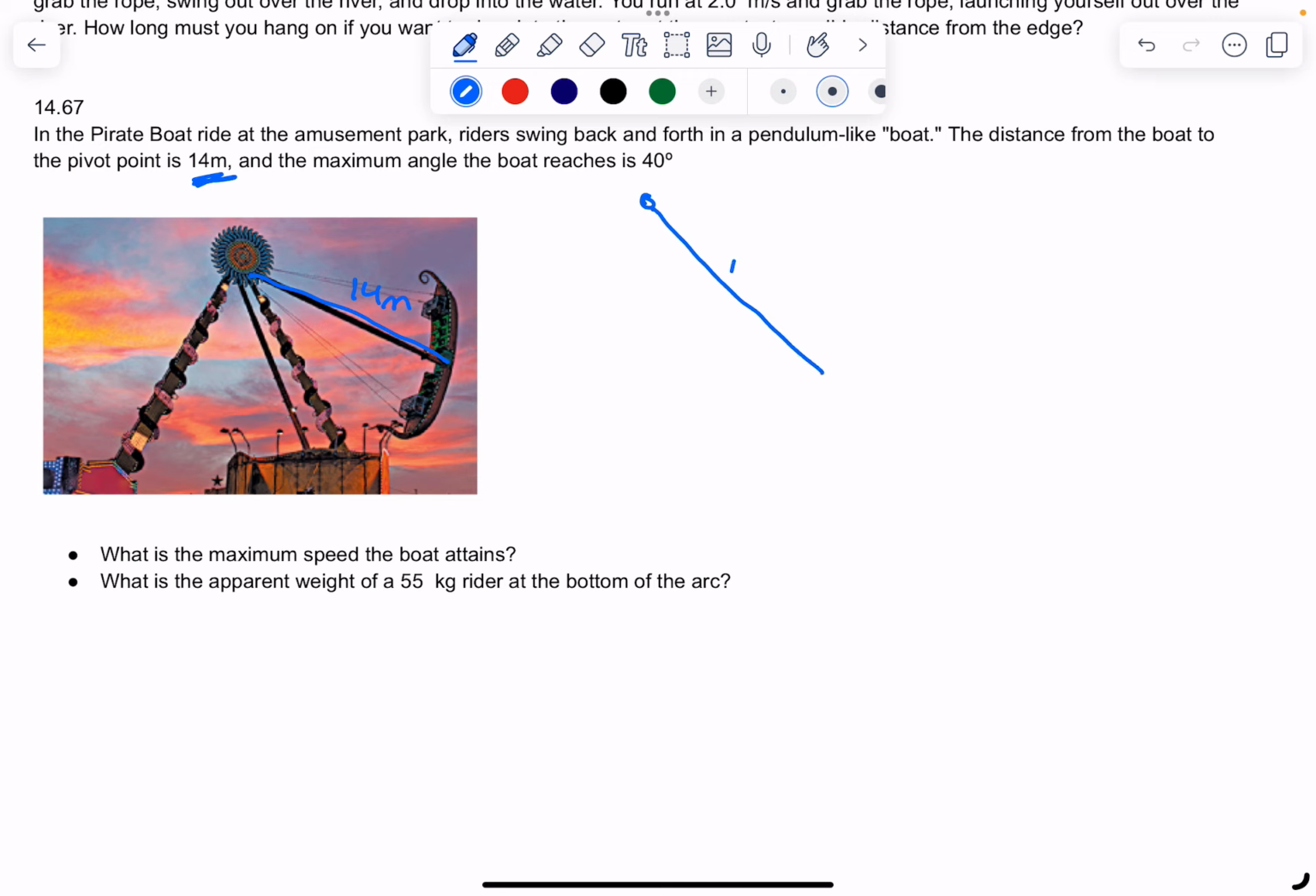So if this is 14 meters, and we consider this a point mass, when it's at the bottom of the curve, if you will, it's going to be down here. Now, my two blue lines are the same length. They're both 14 meters, right? And I know that this angle here is 40 degrees. That matters, okay? And so it's risen how far? It's risen just this amount. I'll make it a green line. It's risen from here to here.